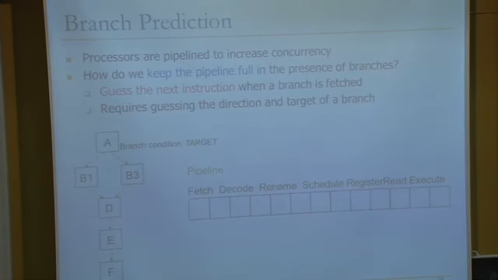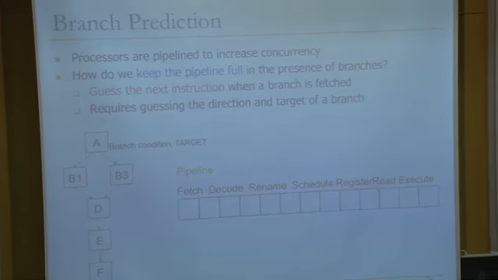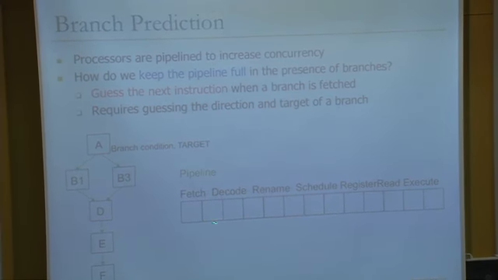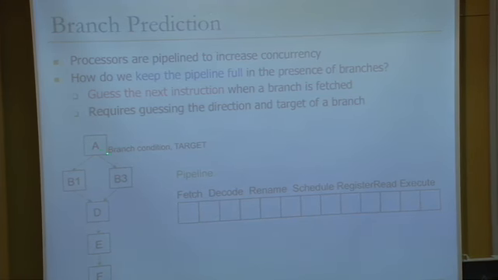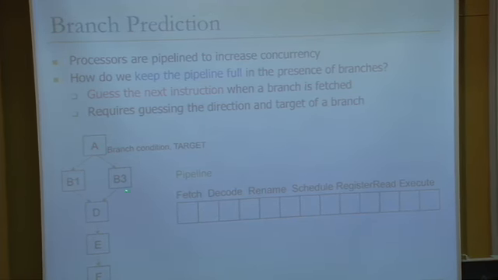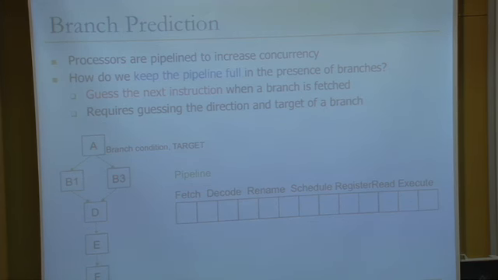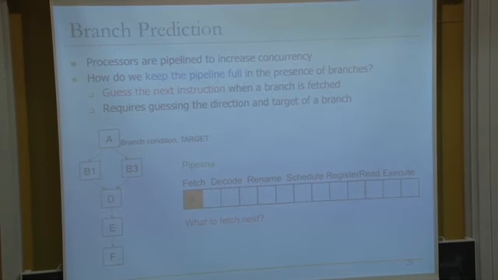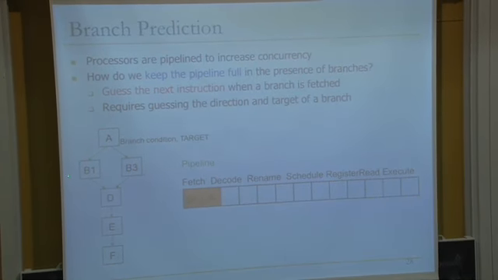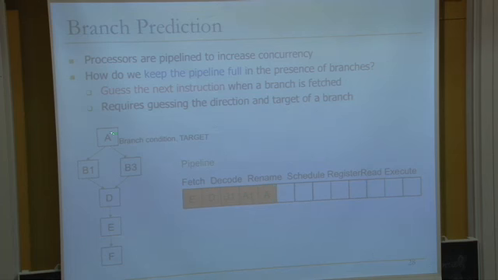Okay, so this is a more modern pipeline, just to give you an idea. Basic idea is to guess the next instruction when a branch is fetched. So let's look at this code. You have a branch here that could go to basic block 1 or basic block 3. When you fetch this branch, let's say these are single instructions, just to illustrate. You have the question what to fetch next. Well, if you can predict, let's say the branch will go this way, and you keep fetching.